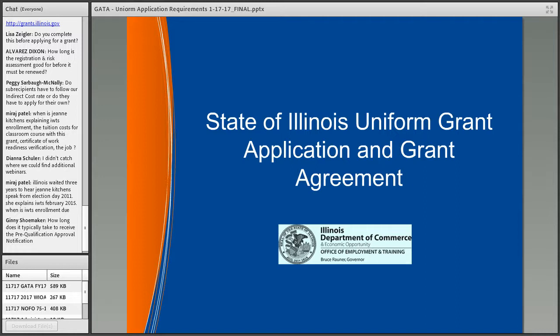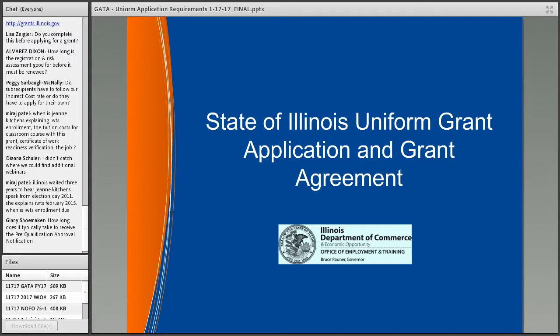And at this point in time, I don't know if there would be any subrecipients under these grants, but I know there are definitely subrecipients under WIOA formula grants. And at this point in time, the GATA system, the CARS system, cannot be used by subrecipients.